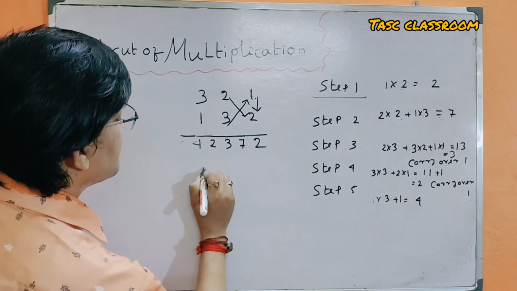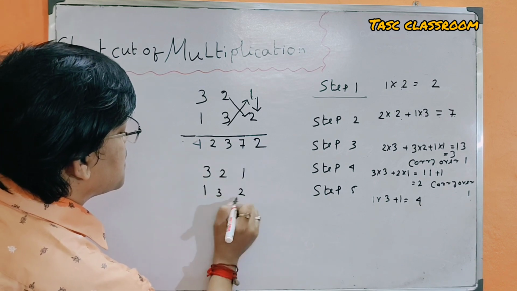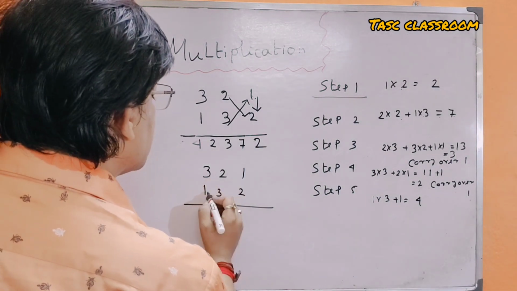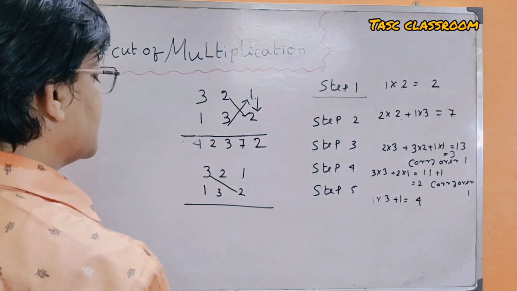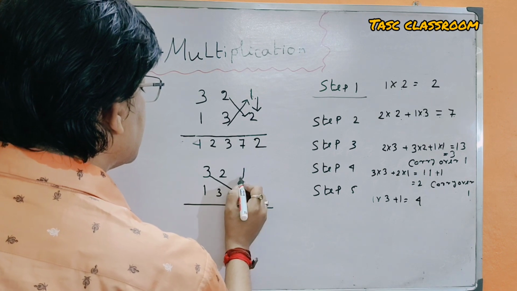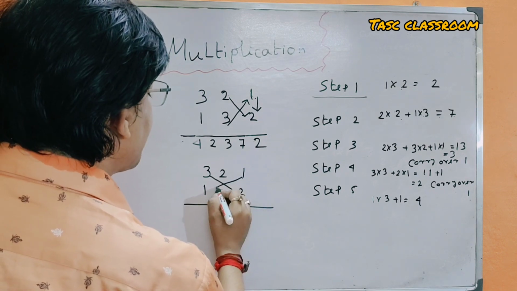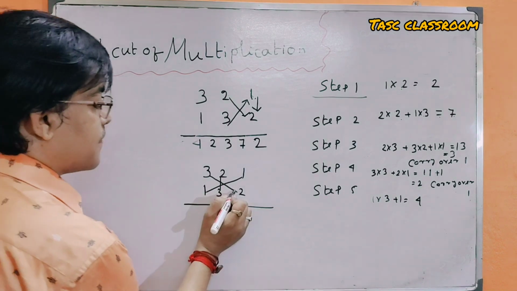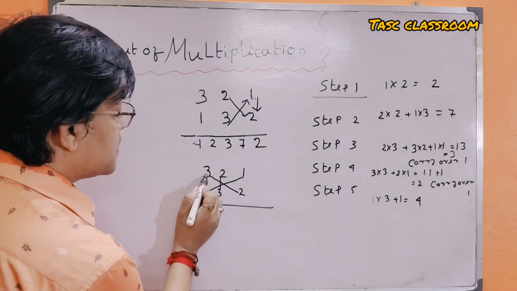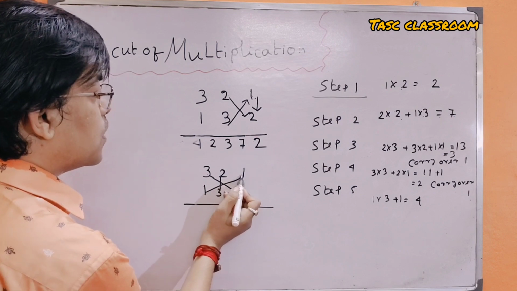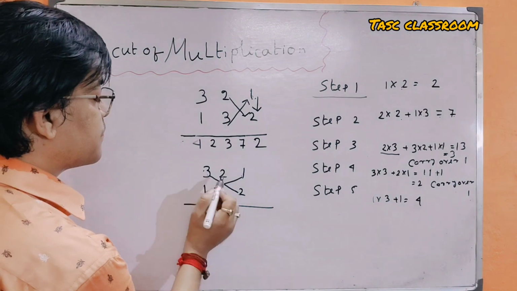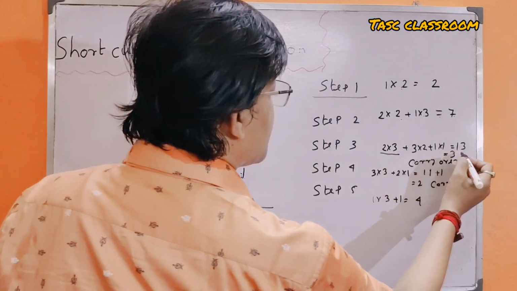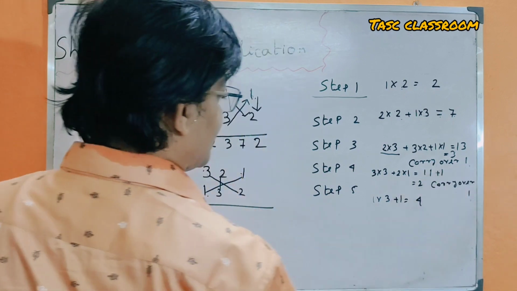Step 3. 1 is multiplied by 1, 2 is multiplied by 3, and 3 is multiplied by 2. 3 is multiplied by 2 and 1 is multiplied by 1 is equal to 13. We write 3 and carry over 1.